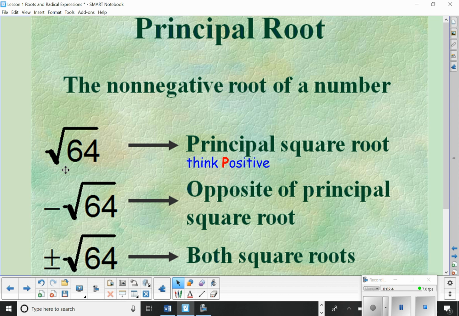So if you just have the square root of 64, think positive, principal square root. It's understood without a sign there that we're talking positive. Now, if we put a negative symbol in front, we have the opposite of principal square root, or the negative root. Plus, minus, both square roots. You could put a plus in front. That won't change anything, but typically, just like with numbers, if it's the positive root, we don't put any sign.